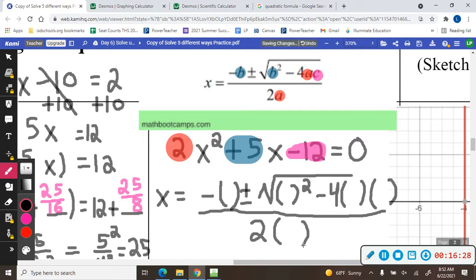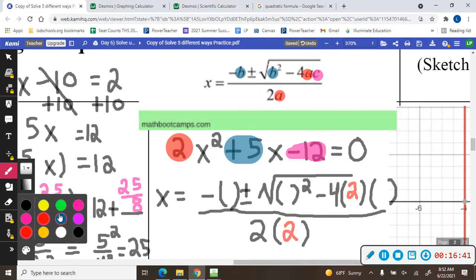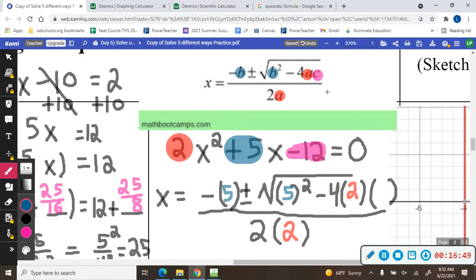So now we can fill in the numbers. So I need to put a 2 in for a. So a 2 is going to go here. And a 2 is going to go here. I need to put a 5 in for b. So 5 will go here and here. And I need to put negative 12 in for c, which is here.